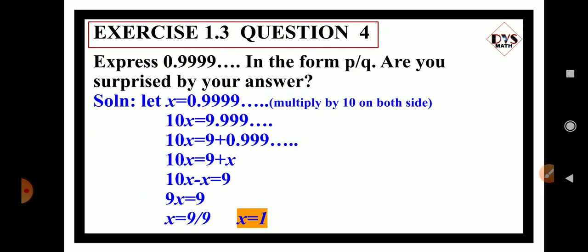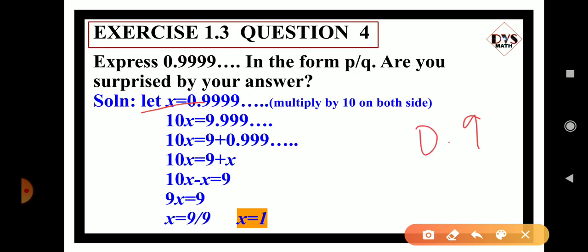Exercise 1.3 question number 4. Express 0.999 in the form of P by Q, and are you surprised by your answer? Here the answer obtained will be surprising. Let us follow the same method. As you all know, let x be equal to 0.9999, that means you can write it as 0.9 bar. Clear? Now how many decimal places? Only one decimal place. So we are multiplying by 10.